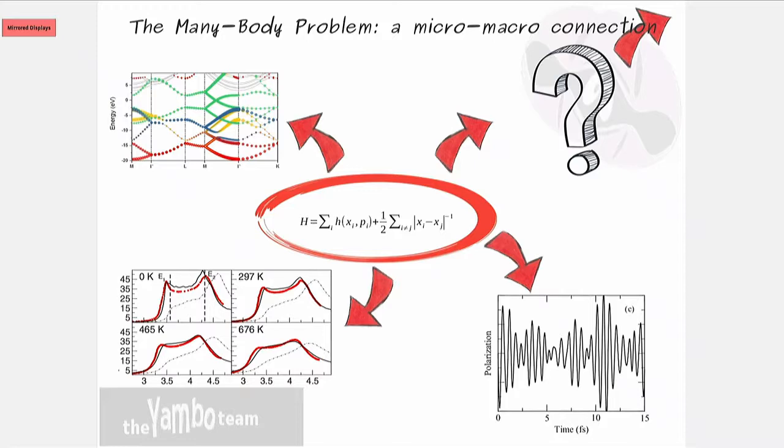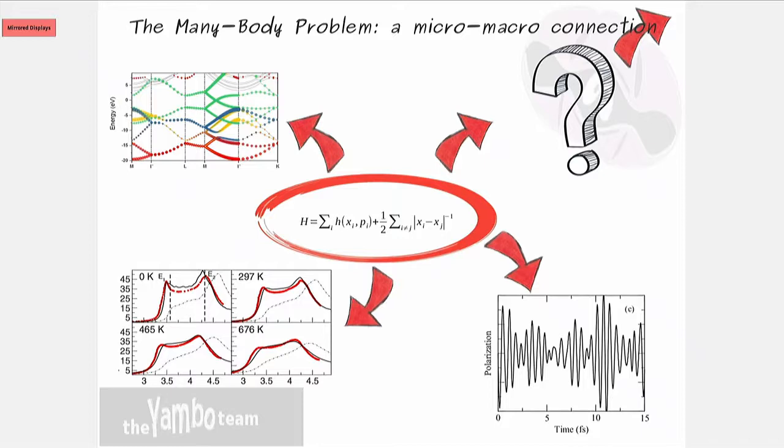Now you need to find a connection between this Hamiltonian and the observables. In this case, there are three observables that you can calculate with Yambo. You can calculate band structures, including the width and positions of the structures, and optical absorption. You can include temperature with Yambo, with electron-phonon interaction. And you can also calculate time-dependent quantities, in this case polarization, time-dependent polarization, through many body and also through the Berry phase approach.